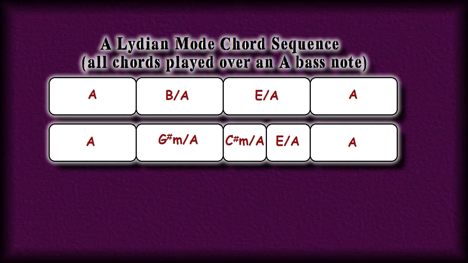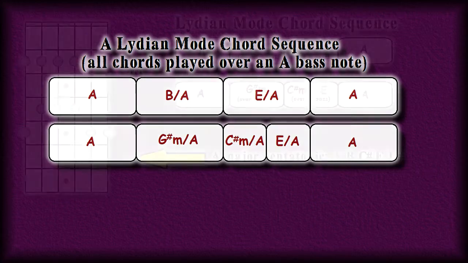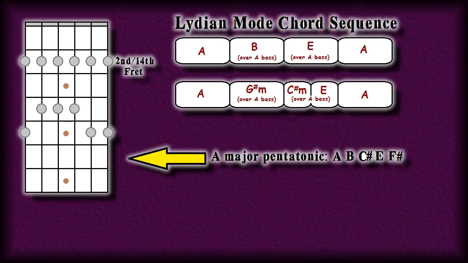Let's have a look and see what we're going to do lead guitar wise over this. Well, because A major is very definitely the tonality of this chord sequence, it makes sense to start off with the A major pentatonic. And you can see it there. It has the notes of A, B, C sharp, E and F sharp in it.